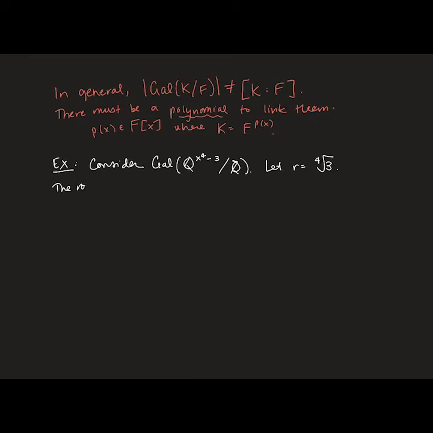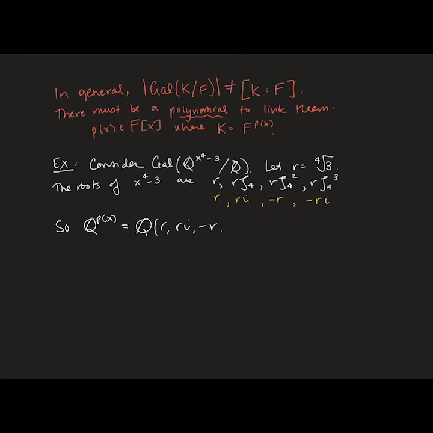Now, if we think about the roots of the polynomial x to the fourth minus 3, our roots are r times zeta 4, r times zeta 4 squared, and r times zeta 4 cubed. And if we remind ourselves that zeta 4 is actually i, we get r, ri, negative r, and negative ri. So to figure out what our extension field is here, we have the roots of P of X adjoined with Q give us just Q adjoin r and i.